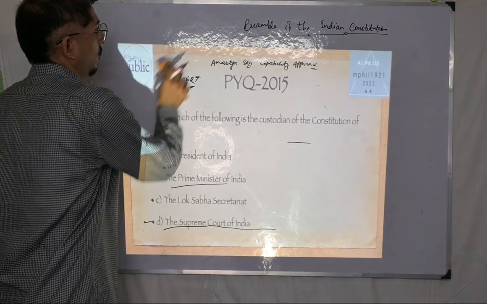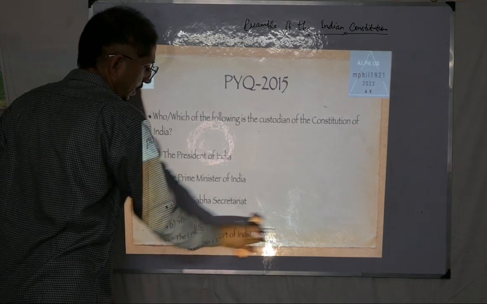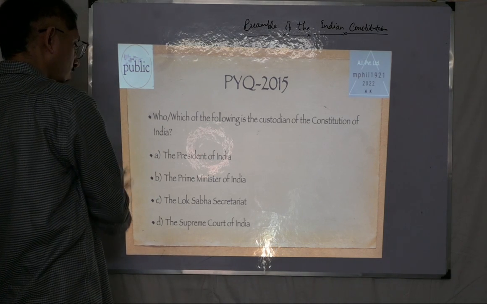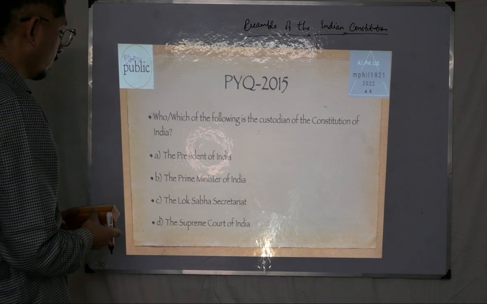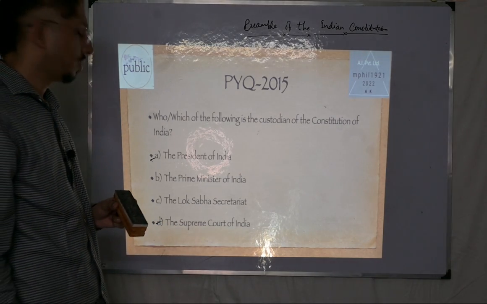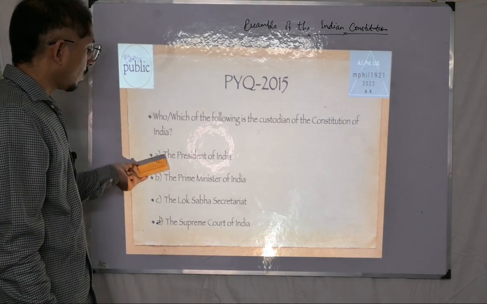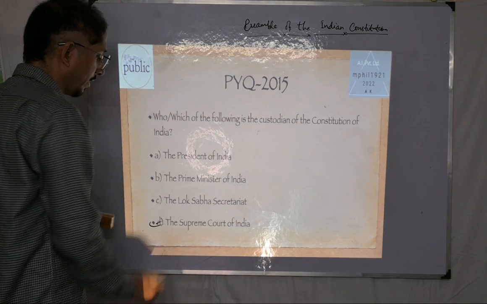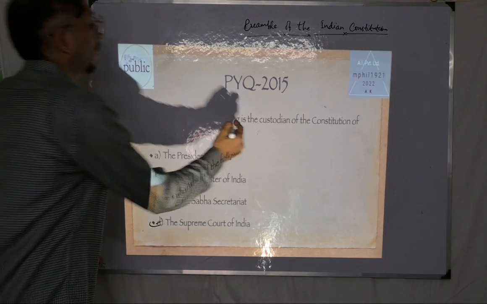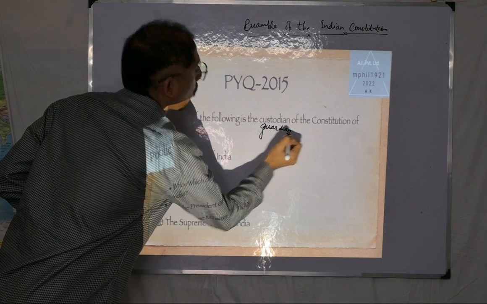Now this question was asked in 2015, and here also many people got confused. Even one of the renowned institutes released its answer key wrong, and many people ticked either the Supreme Court or the President, being the nominal executive head of this country. Although the answer is the Supreme Court of India. The question asked who is the custodian or guardian of the Constitution of India.